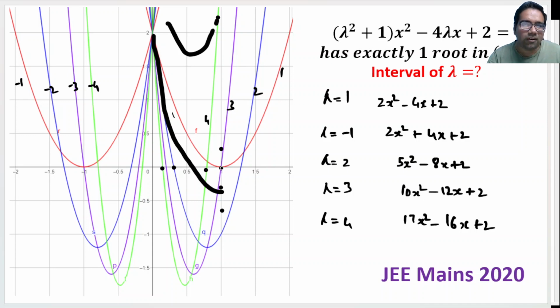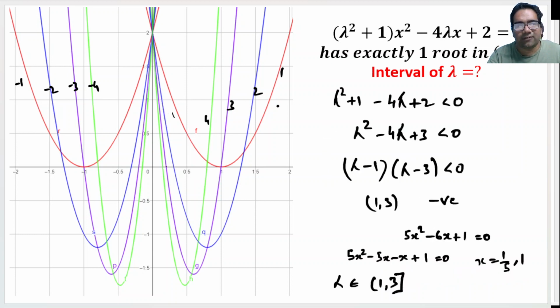But if f of x at x equals 1 is 0, then also we have one possibility. What is that possibility? The possibility is this purple line, right? Only this possibility, right? There are no other possibilities. There is only one possibility when f of x equals 0 at x equals 1. Right. Now, let us use this condition and find out.